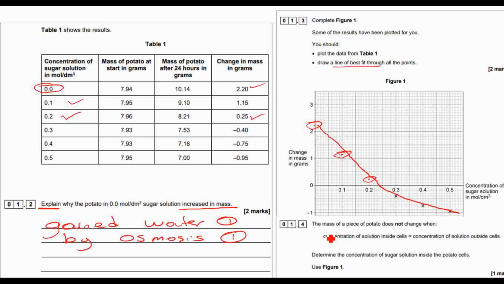Okay, then the next question says the mass of a piece of potato does not change when the concentration of solution inside the cells is equal to the concentration of solution outside the cells. That's important. That's what you call isotonic. That's another way they could ask that question. So determine the concentration of the sugar solution inside. So the mass does not change, so we're looking for where you have 0% change. And I'm thinking that's roughly about 0.24. Okay, thereabouts. Yeah, 0.24 moles per dm cubed.